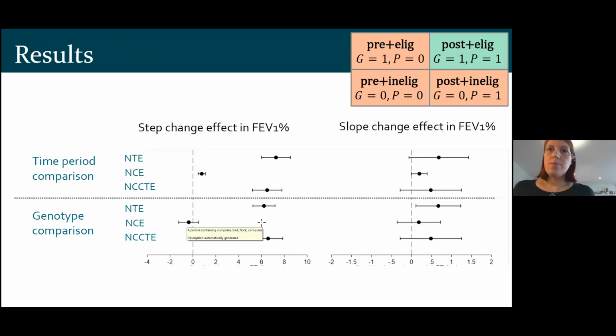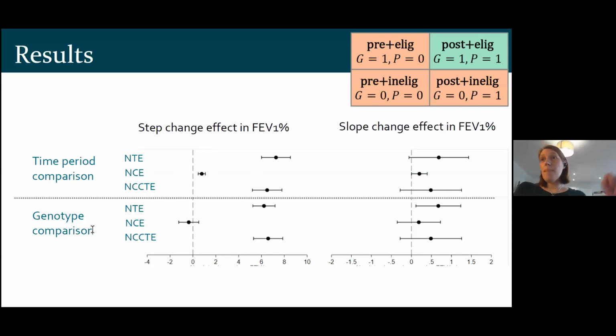So let me just show you a flavour of the results. Here we've got results from the time period comparison and the genotype comparison. These are absolute differences. We've got the step change effect in lung function and the slope change effect. And then we've got our naive treatment effect, our negative control effect, and then our corrected effect. So let's focus on this step change effect. That's the bump up in lung function that this treatment gives you. A really obvious thing to notice here is that this negative control effect is really close to zero, whether we do the time period comparison or the genotype comparison.